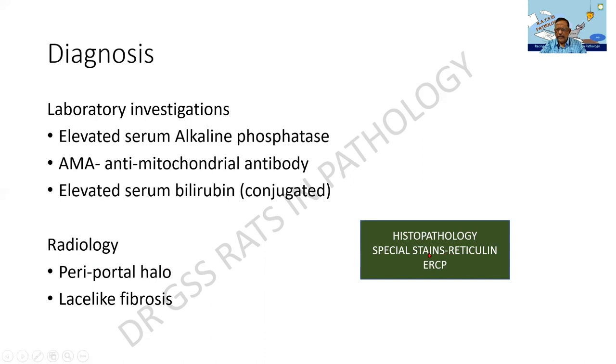It is wonderful that radiology is also diagnosing early stages of cirrhosis. And histopathologically, we can do special stains such as reticulin. And then there is an endoscope called ERCP, endoscopic retrograde cholangiopancreatography, which will be able to unleash any form of obstruction.